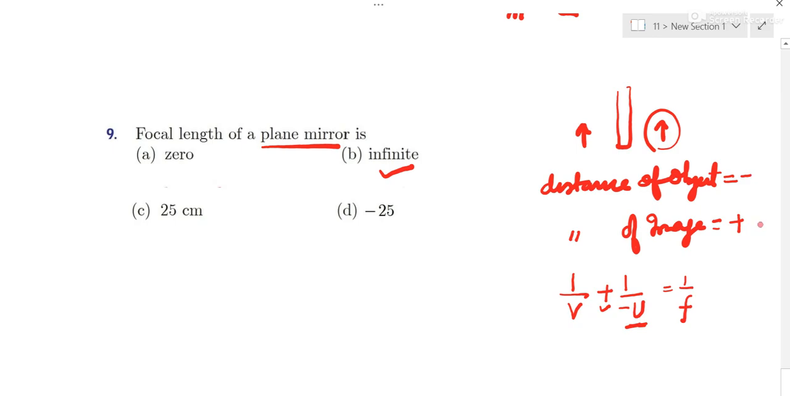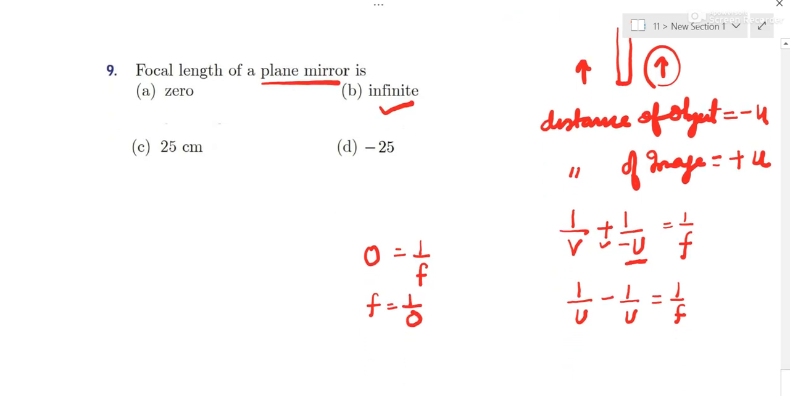Distance of the object is minus u. Distance of the image is also u. So both are u. So 1 by u minus 1 by u is 1 by f. So 0 is equal to 1 by f. So f will be 1 by 0. Reciprocate: 1 by 0 is infinity.